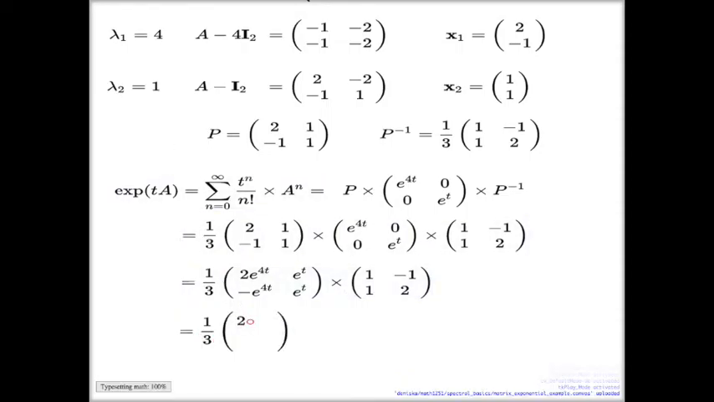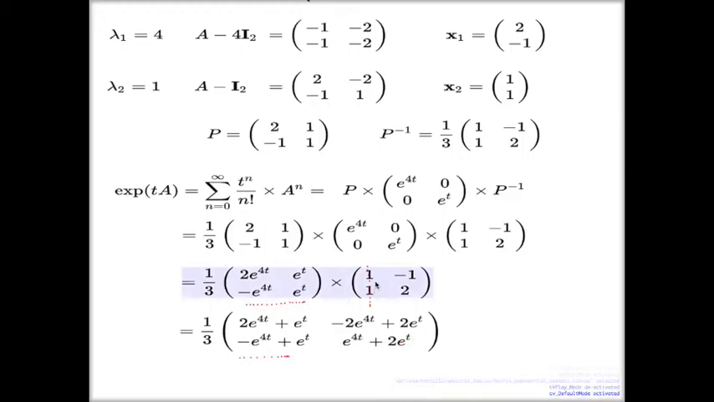And here it is. I insist that this last product is this row by this column. It's 2e^(4t) plus e^t. I'm happy with this. The second entry is this row by this column. It's negative 2e^(4t) plus 2e^t. It's from here. I'm happy with this. I'm just double checking my own computations. This row by the first column, that's fine. And the last one is this row by this column. It's plus e^(4t) and 2e^t. That's right, 1/3, I kept it in front.